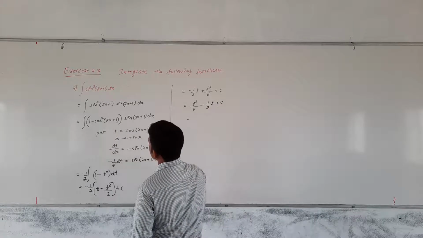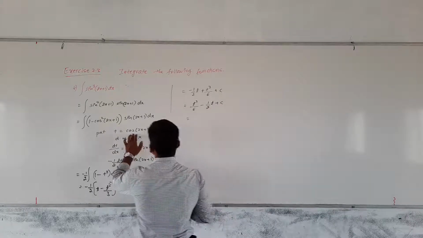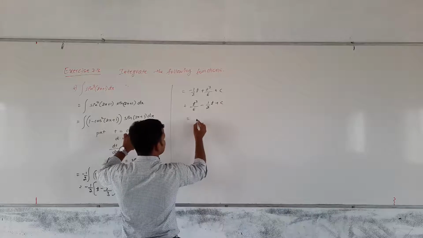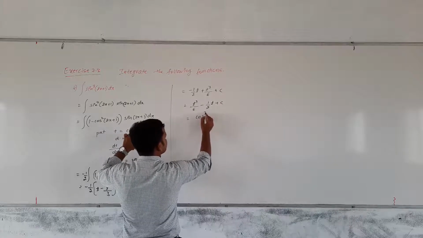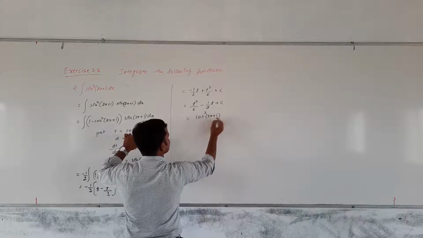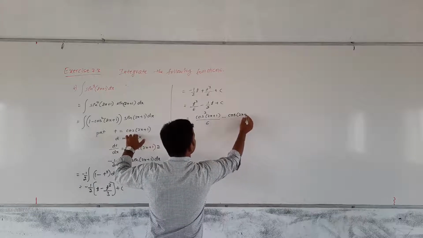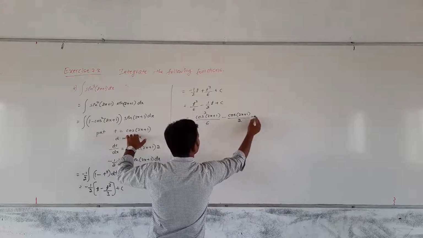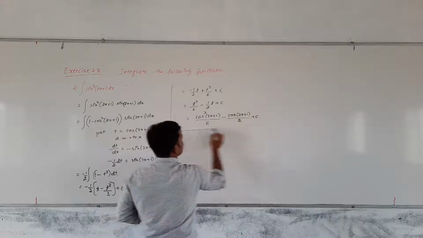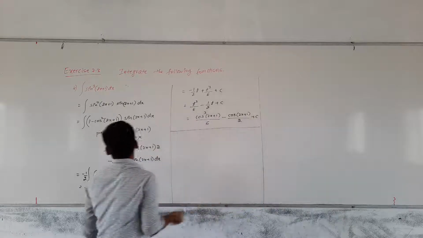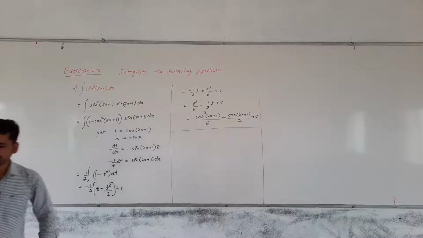What is t here? t is equal to cos of 2x plus 1. You substitute that. Cos cube of 2x plus 1 by 6 minus cos of 2x plus 1 by 2 plus c is the answer for problem number 4 in exercise 7.3.